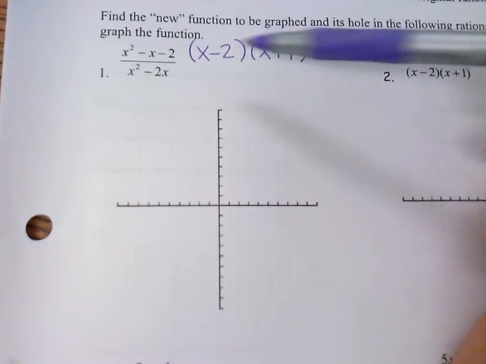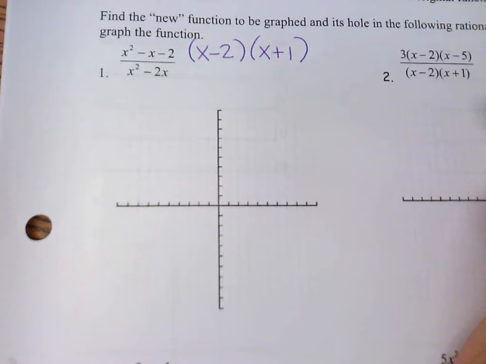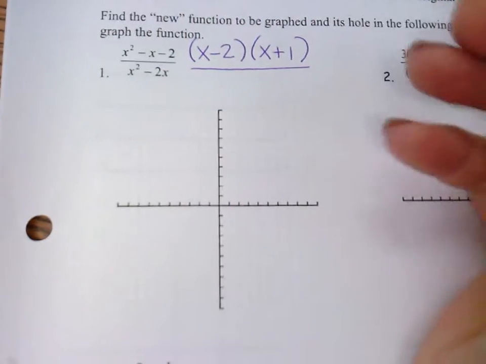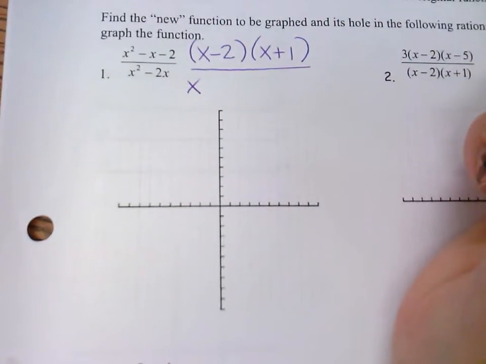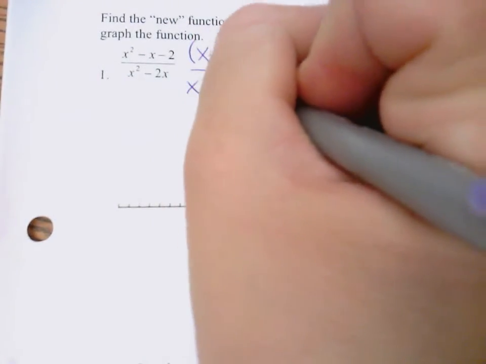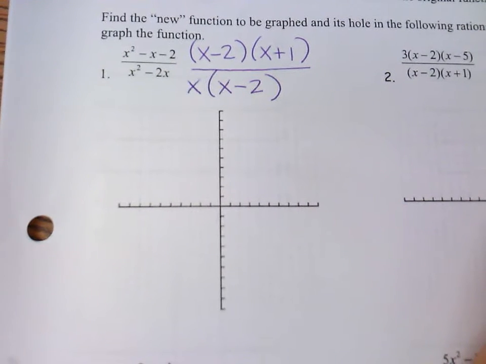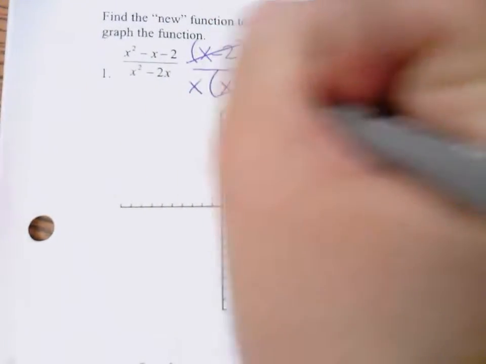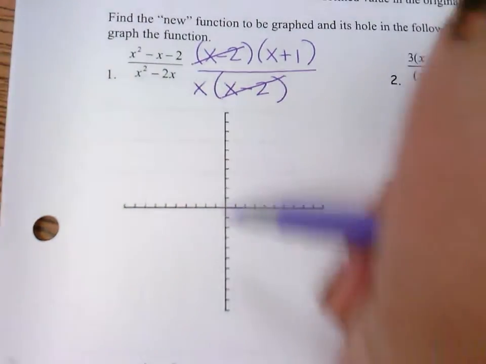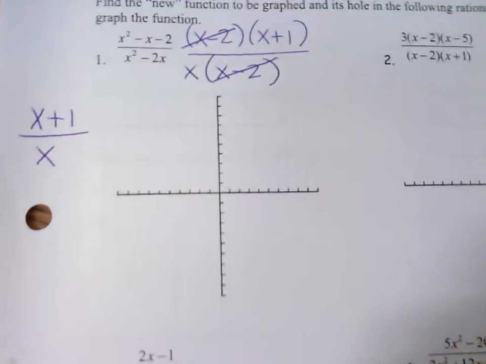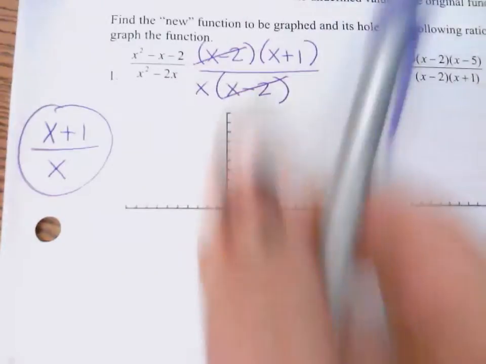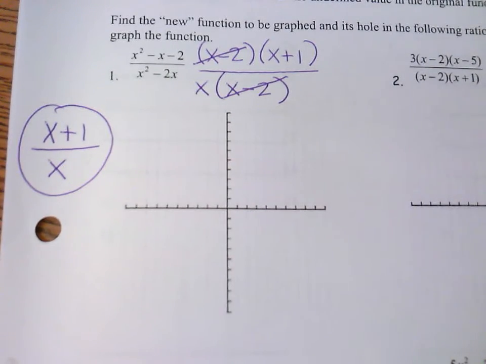This is why you need your polynomial skills to be strong to be able to factor. And then the denominator, I can factor out a greatest common factor of x, and I'd have x minus 2 left in the denominator. So can you see that I have x minus 2's both on top and bottom? So those cancel. So my actual function that I'm going to graph down here is x plus 1 over x.